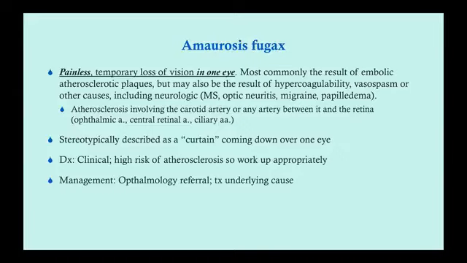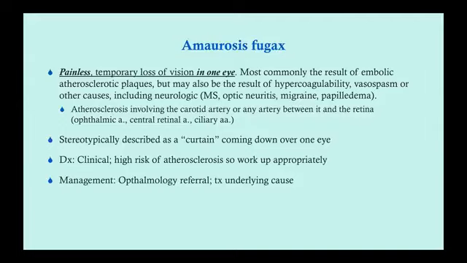Usually it's due to embolic atherosclerotic plaques, but it can also be due to other things that can impede or interfere with the delivery of blood to your optic circulation. So hypercoagulability, vasospasm, and other causes, including neurologic causes, can look like amaurosis fugax. Amaurosis fugax, remember, is a symptom. It's not really a diagnosis. So really, our diagnosis with this patient is atherosclerotic plaques in the circulation that leads to the eye. But amaurosis fugax is what we call these symptoms, and you want to know about this phenomenon for the test.